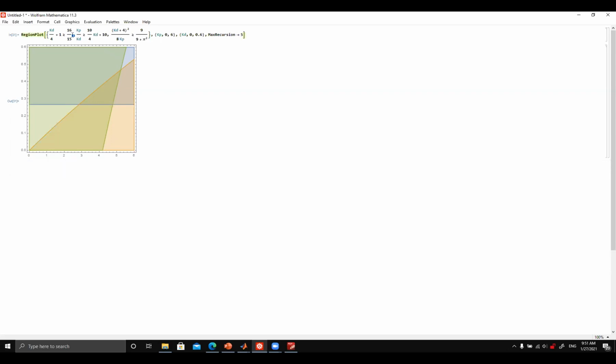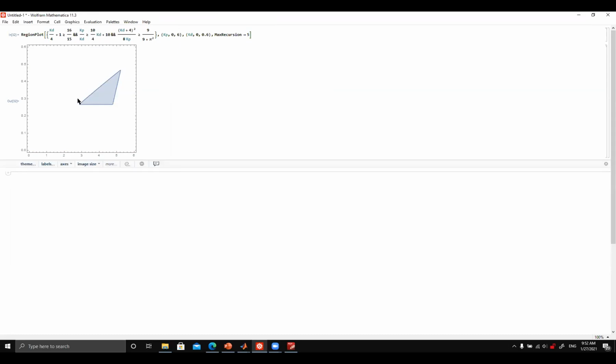So if we put them together here, we see that they intersect in this region, and this region is the region of permissible values for Kp and Kd that satisfy all three inequalities simultaneously. So, let me just put this in its original form.